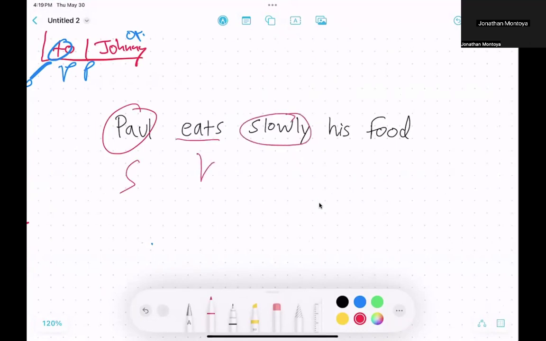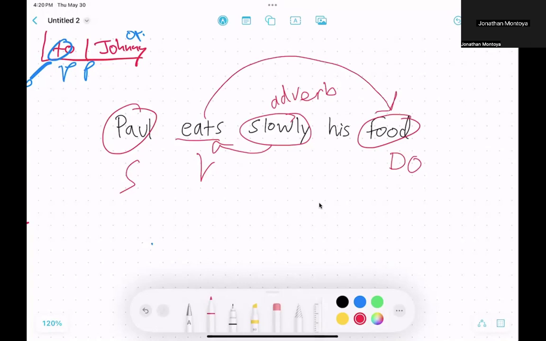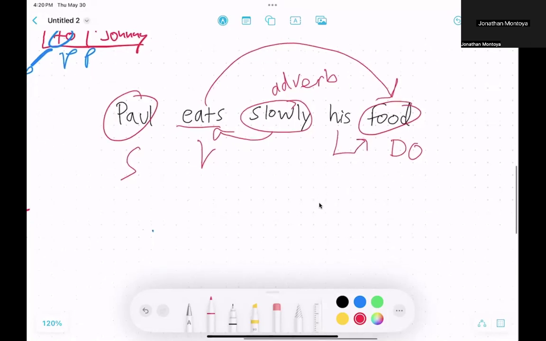What's this? Slowly. This is an adverb modifying eats. It's telling you how does Paul eat? Paul eats slowly. Food is the direct object. Paul eats his food. His is a possessive pronoun modifying food. What food? Paul's food. Or whose food?